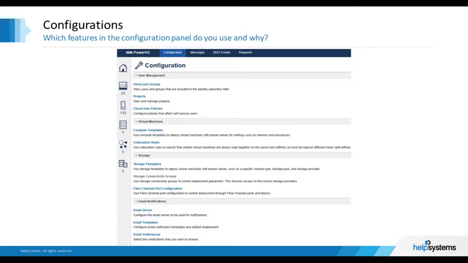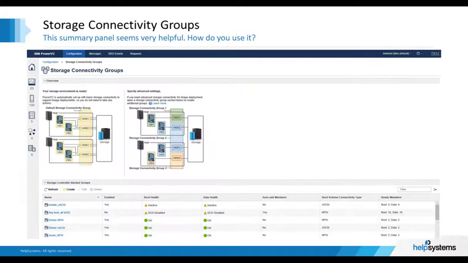Okay. And then there's this configuration menu. What features in the configuration panel do you use and why? This is where you define your whole PowerVC environment. You have users and groups. You can link them to Active Directory or LDAP. That's where you would assign what rights a person has, if they're just a self-deploy user or if they're an administrator. You define the policies that are assigned to those. So I could pull off certain functions or add certain functions to certain levels. You define all your templates, all your rules. It's basically the whole configuration page here. Okay, excellent. So that's where we get into the user roles and rights. That's good to know.